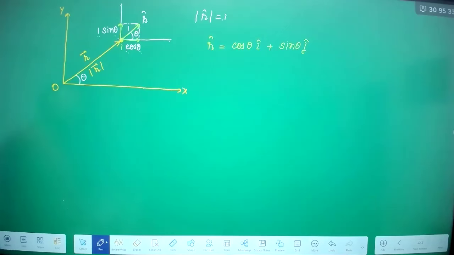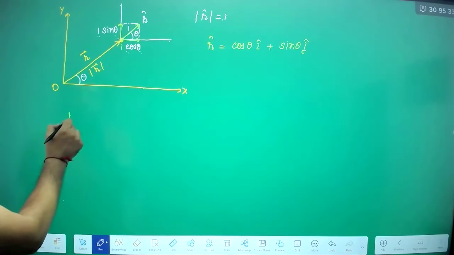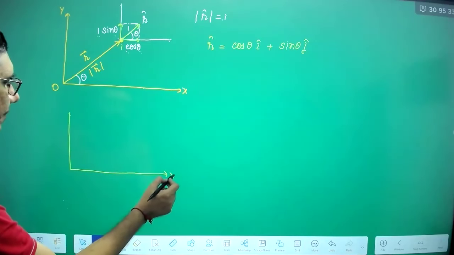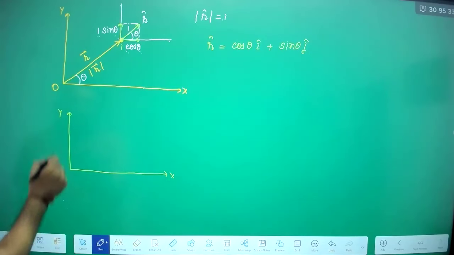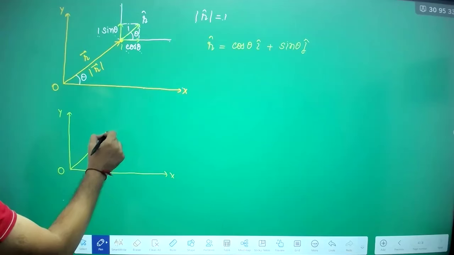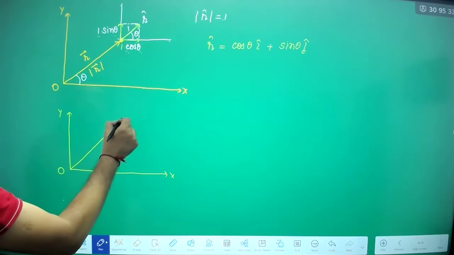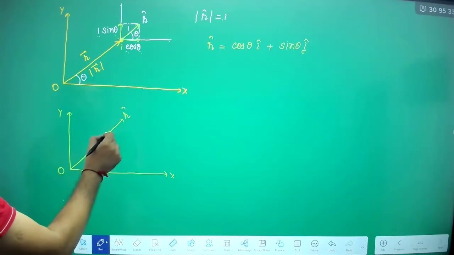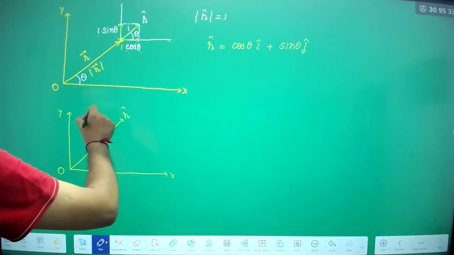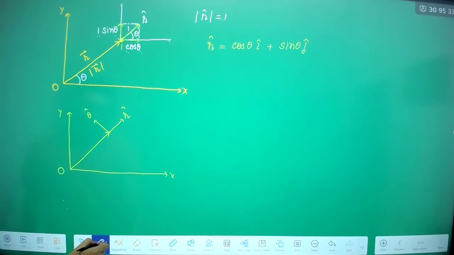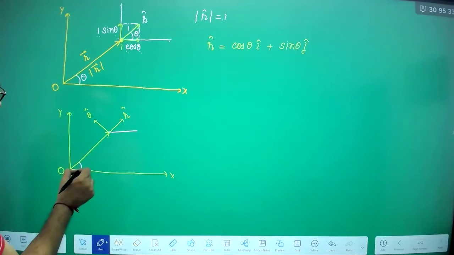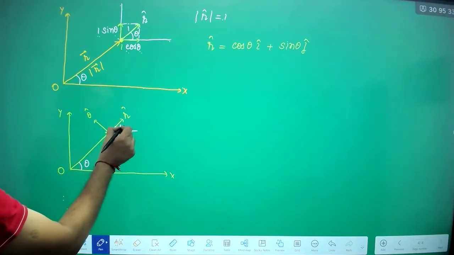Similarly, you can represent this theta cap also. If you want to represent theta cap, then it will be like this. This is x, this is y, origin, and suppose this is the position vector here. So this will be R cap. Perpendicular to R cap, this will be theta cap. ठीक है? Theta cap. Now, this direction, this is theta, so this angle will be theta.